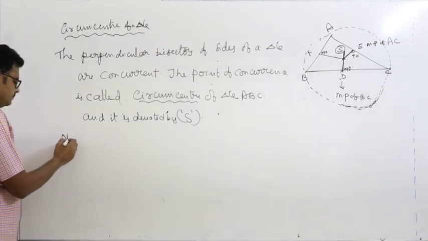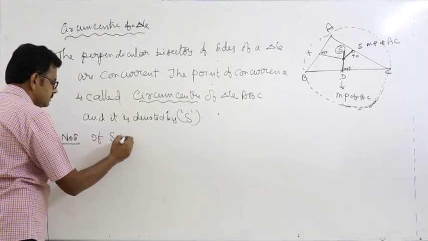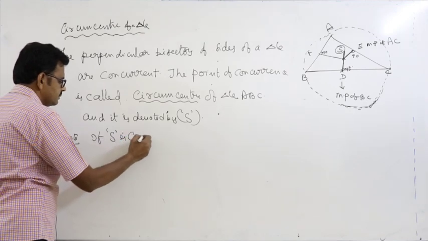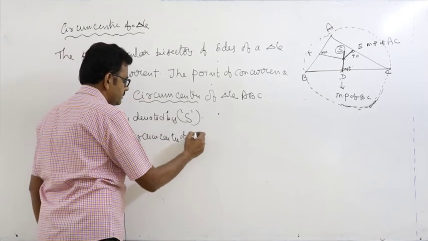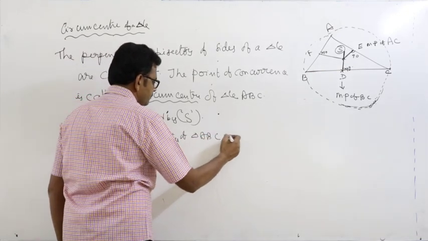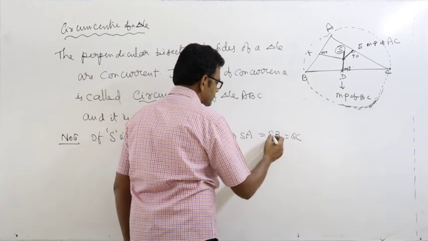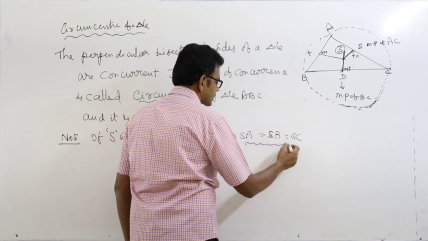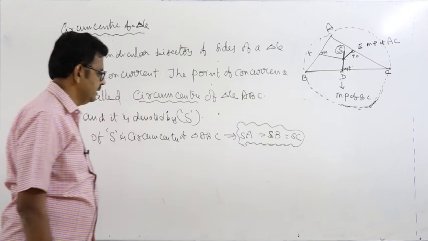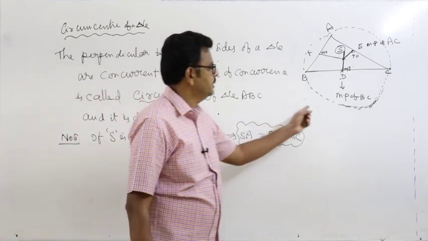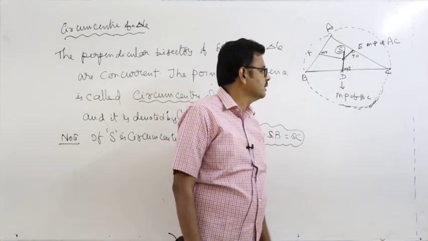Note, if S is the circumcenter of triangle ABC, this implies SA is equal to SB is equal to SC. That is, the circumcenter is equidistant from the three vertices of the triangle. The circle which passes through the three vertices of the triangle is called the circumcircle.